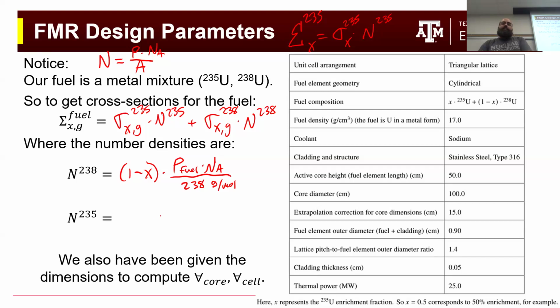And then for 235, it's going to look very similar, except we're going to have the X, which would be just the 235 enrichment. We still have the density of the fuel, we still have Avogadro's number, and then the atomic mass for 235 would be 235 grams per mole. So if you plug in the density of the fuel in grams per centimeter cubed, and then you plug in Avogadro's number, which is, what is it?